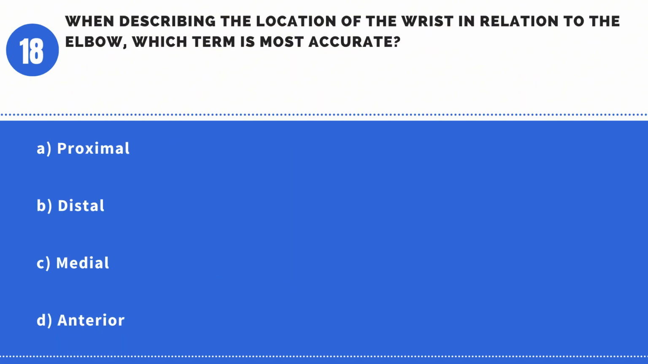Question 18. When describing the location of the wrist in relation to the elbow, which term is most accurate? A. Proximal. B. Distal. C. Medial. D. Anterior.